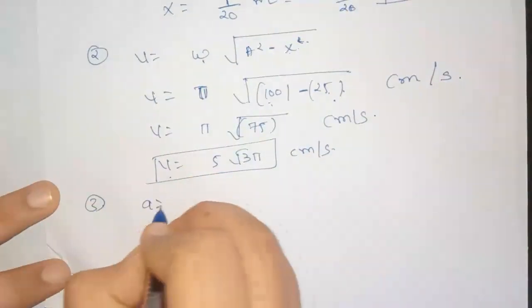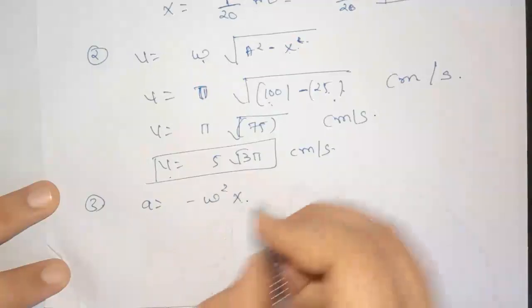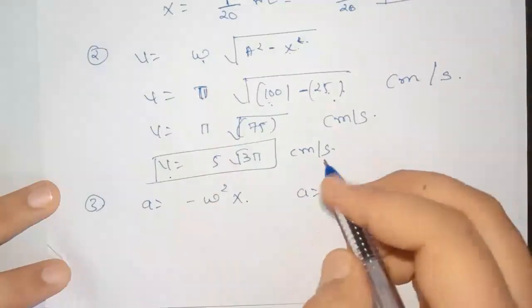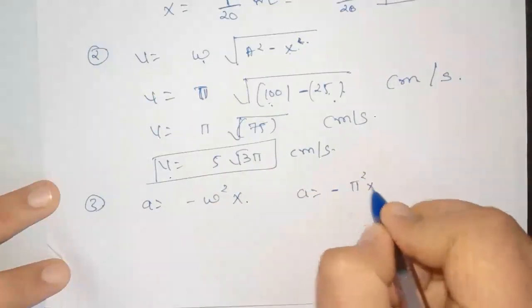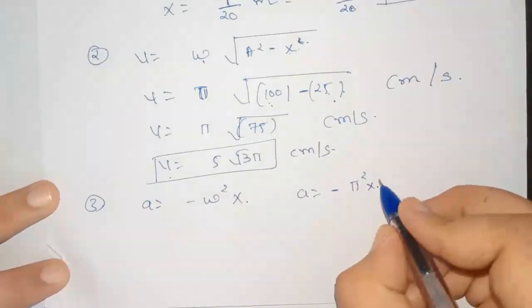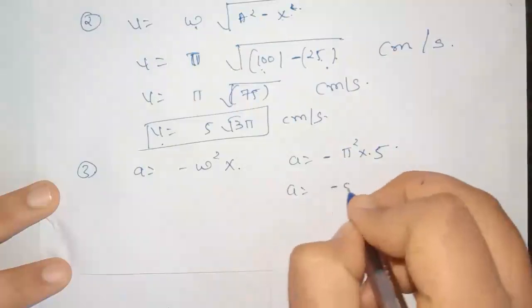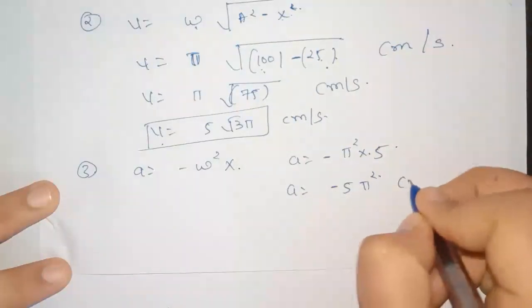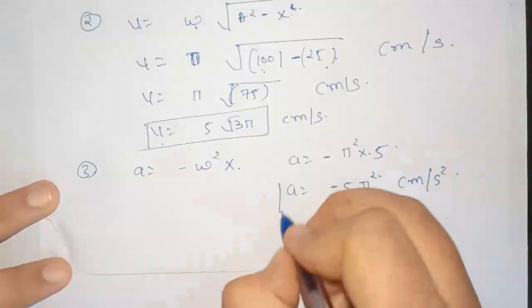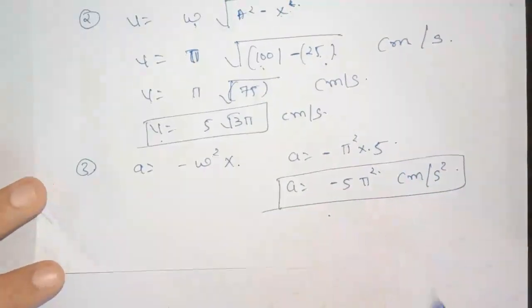The acceleration is given by minus omega square x. So minus omega square will be pi square and x is given 5 centimeter. So a will be minus 5 pi square centimeter per second square. So this will be our final answer.